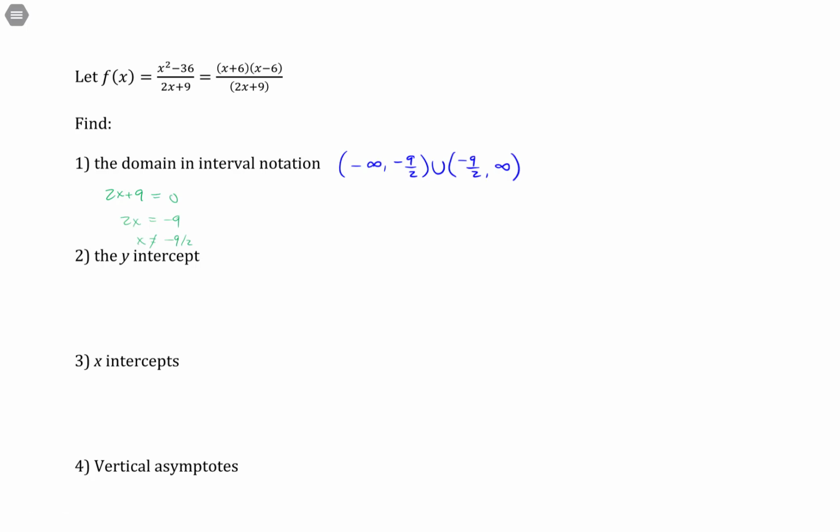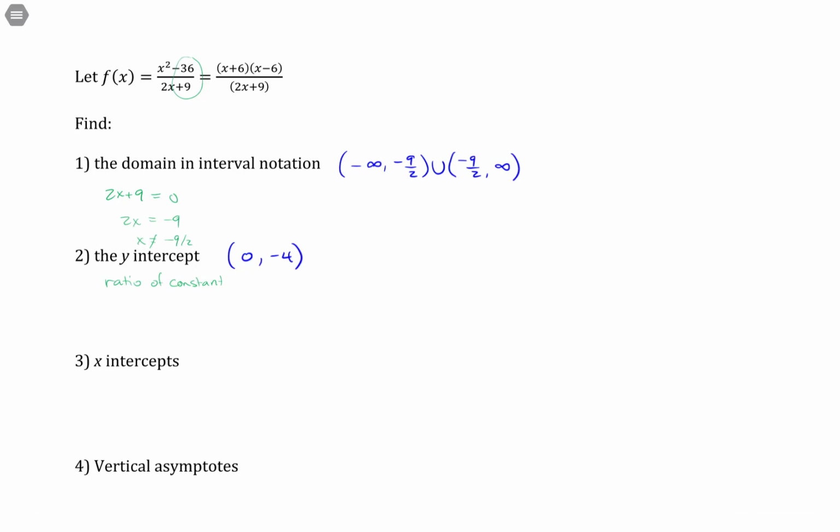Now, the y-intercept. The y-intercept occurs at the ratio of constant terms. But you do have to be in the unfactored form. So the (x squared minus 36) over (2x plus 9) is perfect. So I'm just going to take these constants. The y-intercept has an x value of 0, and then we take negative 36 divided by 9, which is negative 4.